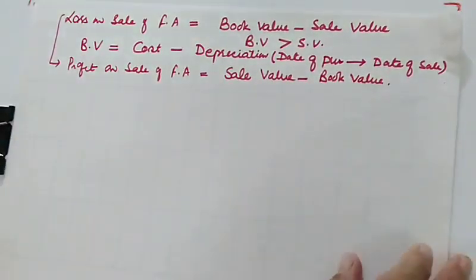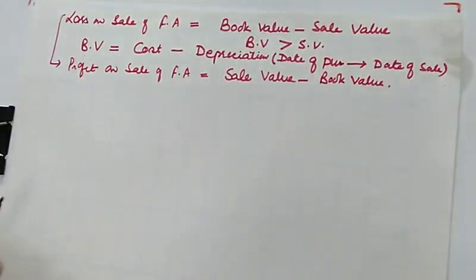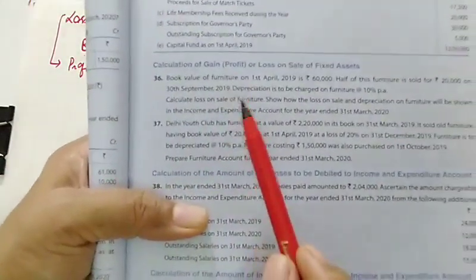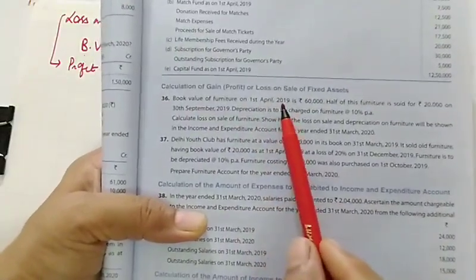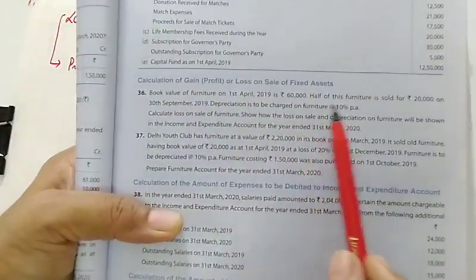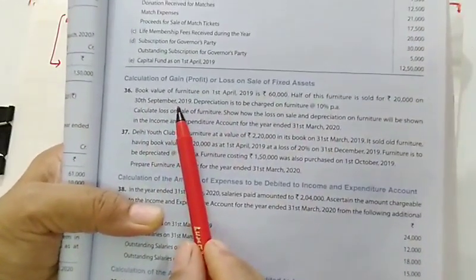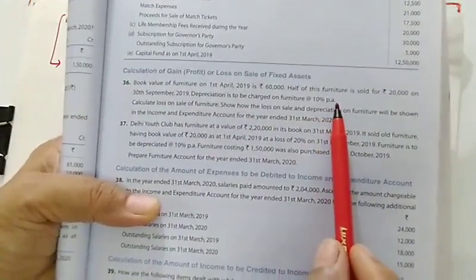So let us do one numerical of T.S. Grewal's book, which is based on these calculations. So this is question number 36 of T.S. Grewal's book. I hope you will be able to see this on your screen. Book value of furniture on 1st April is 60,000. Half of the furniture is sold for 20,000 on 30th September. And depreciation is to be charged on furniture at the rate of 10% per annum.